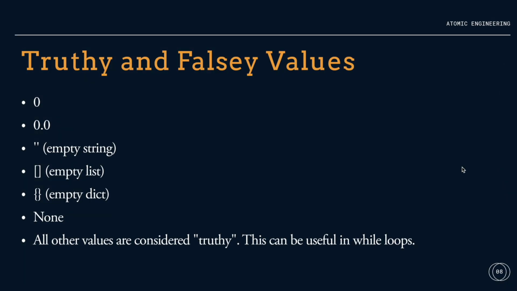There are also truthy and falsy values. The number 0, or the decimal number 0.0, or an empty string, or an empty list, or an empty dictionary, or the value None, all of these are treated as falsy values in Python, and all the other values except this set are considered to be truthy values in while loops. So let us see an example of this.